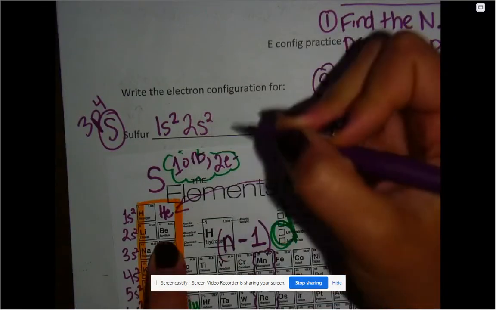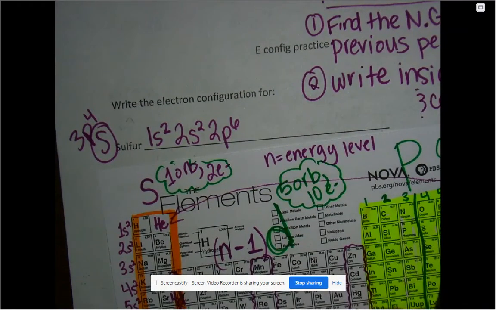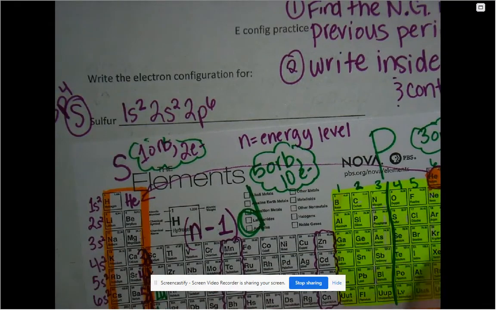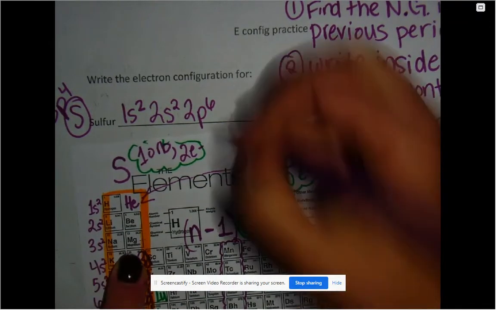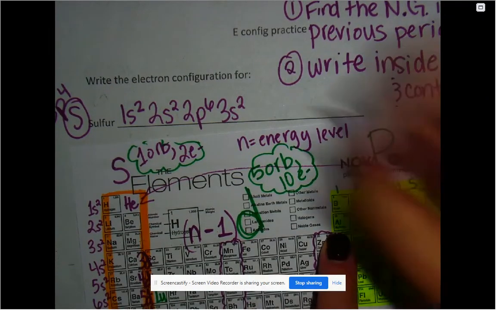2s2. So now we're at beryllium. We're going to go all the way through this row. So we're going to have 2p6. So now we're at neon. What comes next? 3s2. So we jump to the next row. We go all the way through magnesium. So 3s2. And then we're going to end at 3p4.